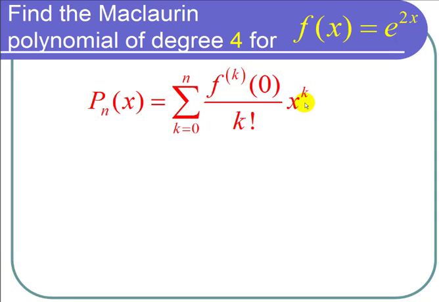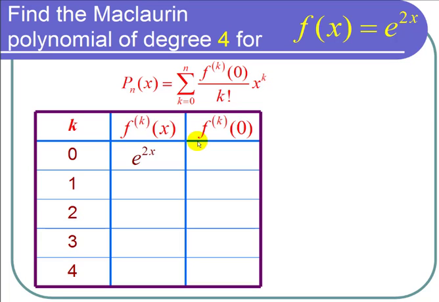So I like to start out by sketching a table that will help us find our kth derivative at 0. So I have 3 columns. In my first column, I have k, and since I want the 4th degree, I need k equals 0 all the way to 4. In my second column, I'm going to take the kth derivative. The 0th derivative just means don't take a derivative, and that's our function, e to the 2x. And then in my third column, I'm going to plug in 0 into that kth derivative.